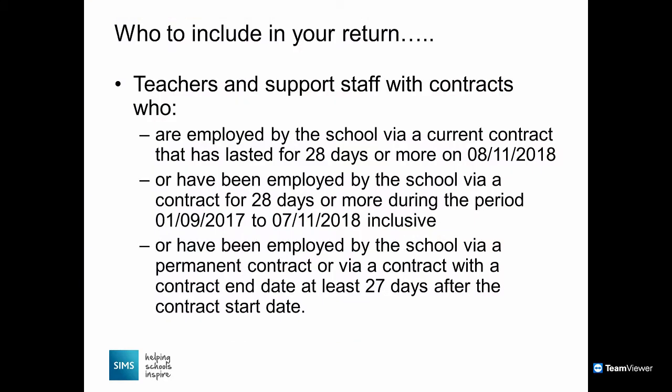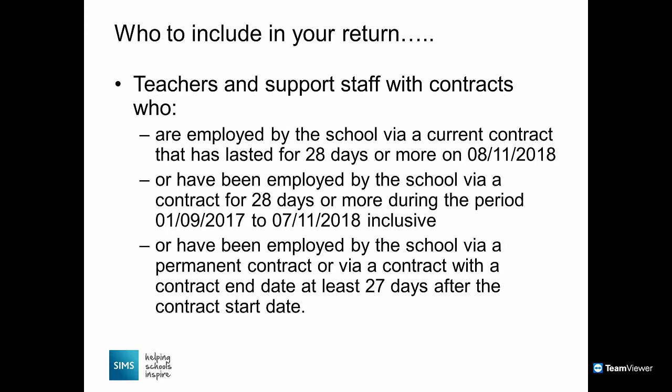Right, so it's any teachers and support staff with contracts who are employed by the school via a current contract that has lasted for 28 days or more on the 8th of November. So that's anybody currently working with you, and anybody who's been employed for 28 days or more during the period 1st of the 9th to the 7th of the 11th, 2018. So basically it's anybody who's worked there since the 1st of September 2017. That's about right, isn't it?